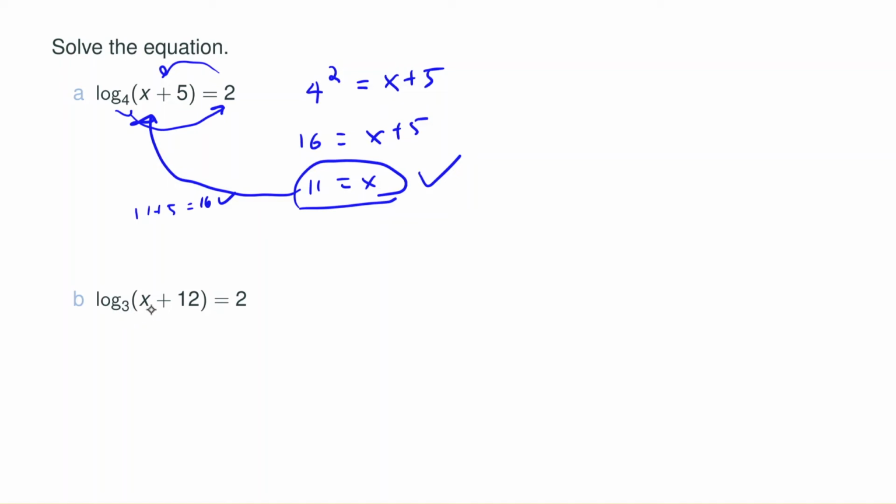Log base 3 of x plus 12 equals 2. So here we can rewrite, if we can, 3 raised to the 2 power equals x plus 12. So 9 equals x plus 12. What is x? I subtract 12 from both sides.